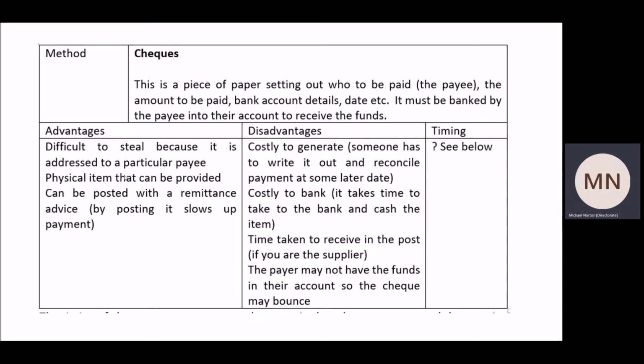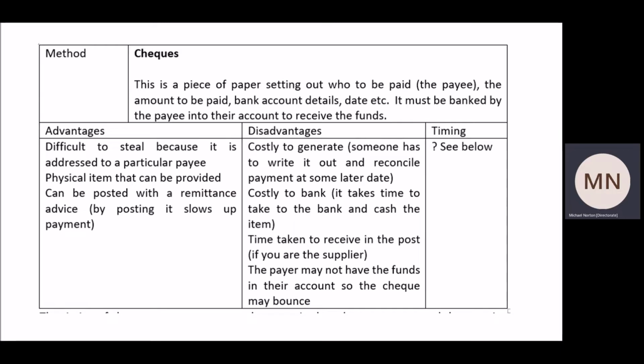So the advantage is it's difficult to steal because it's addressed to a particular payee. So if you're going to send a payment through the post, it'll be a check that goes in the post. It's a physical item that can be provided. So some people like a physical item, and then let's say we're going to have a big check showing how much we raised for cancer research, whatever, which would be quite nice. And it can be posted with a remittance advice to say, look, we're posting. Also, by posting it, we can slow up payment as well. So we can slow up payment by saying the check's in the post. So that can be a bit of an advantage to the payer.